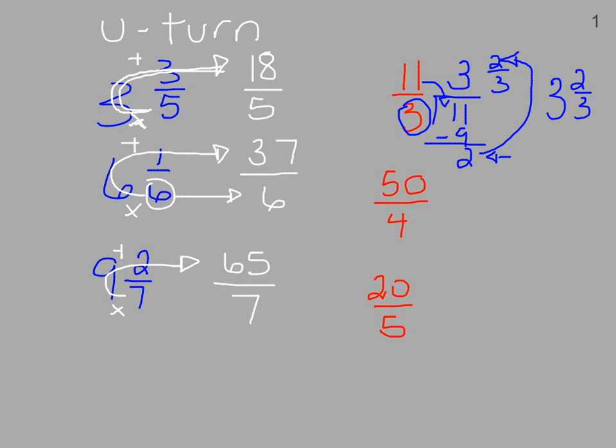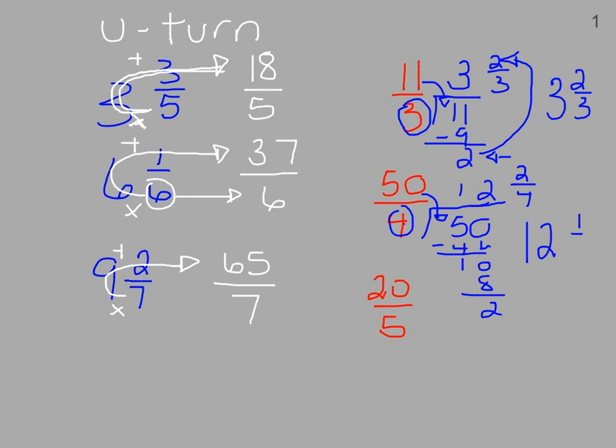On the 50 over 4, again, bottom into top, so the box goes down here. The 50 drops down inside the box. 4 goes into 5 once, and we have 1 left over, and we keep dividing. 4 goes into 10 twice, which is 8, and we have 2 left over. And so that 2 is left over, so we put it over 4, which was our original denominator over here. And now we're going to look at this fraction, 2/4, and we know that that can be reduced because 2/4 is the same as 1/2. So we're going to reduce it to 12 1/2.